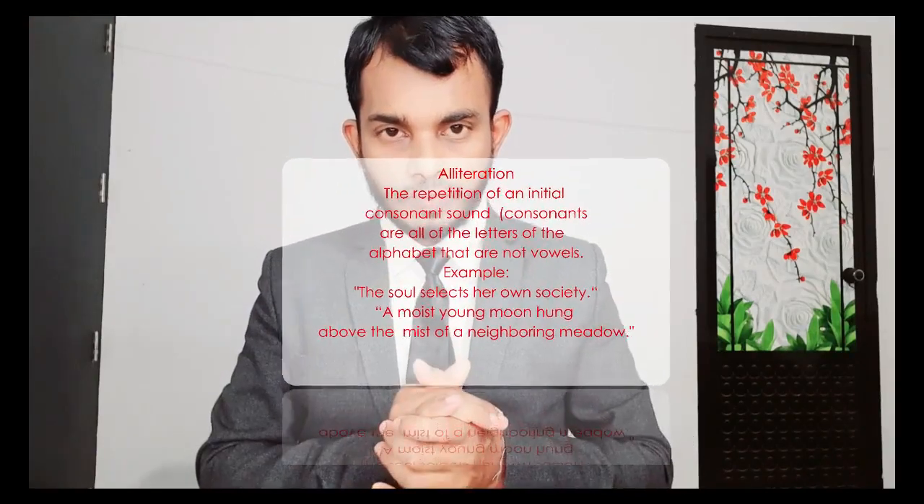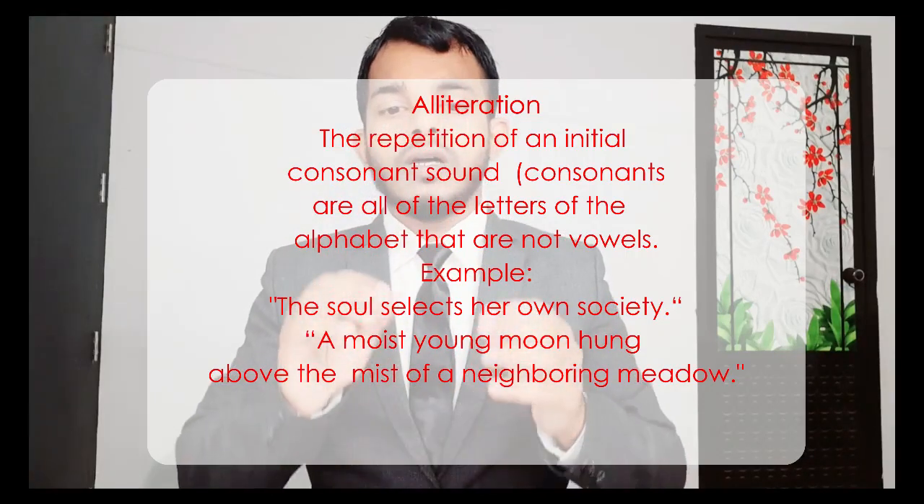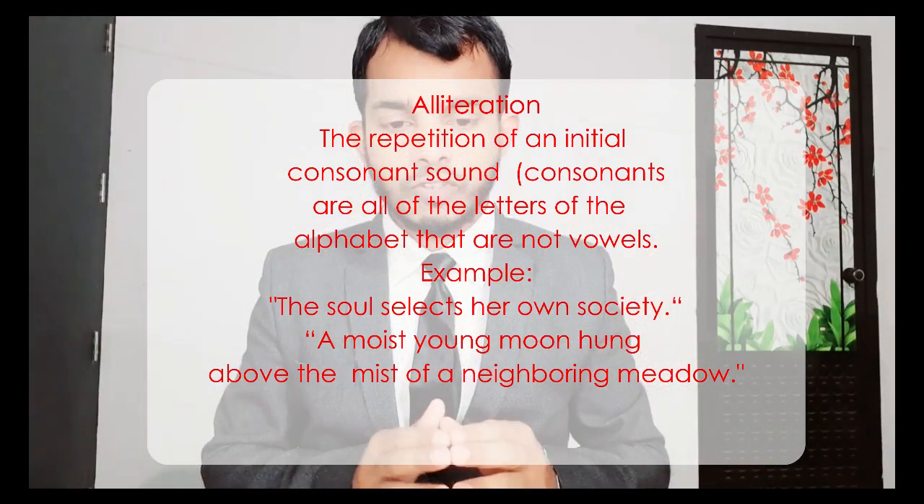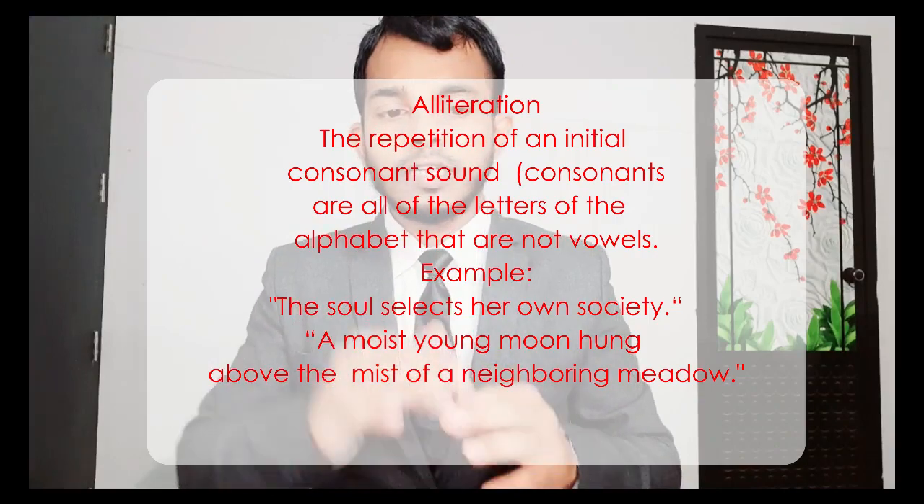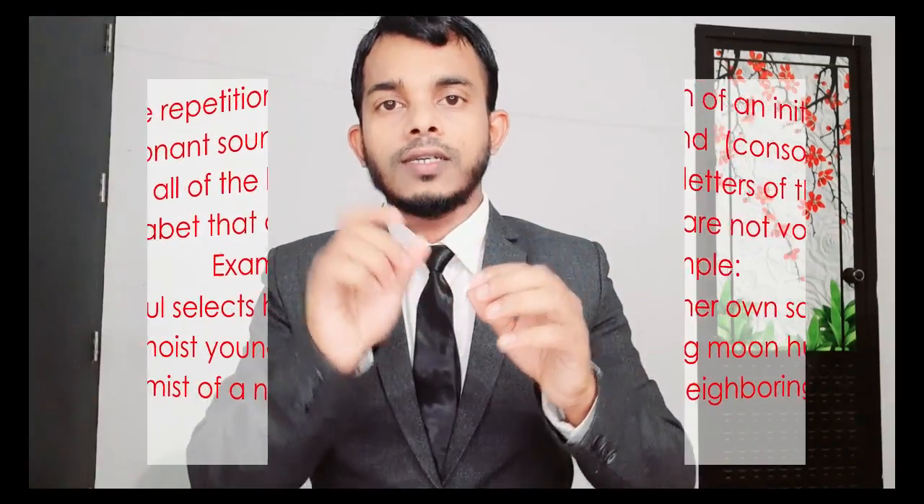I am moving on to the next one. The next one is alliteration. It's very common. Many times you might have written and heard alliteration. What does alliteration really mean? Alliteration means the repetition of an initial consonant sound, not vowels, in a line of poetry, the repetition of the sound in the initial letters in a line. With an example, it will be more clear.